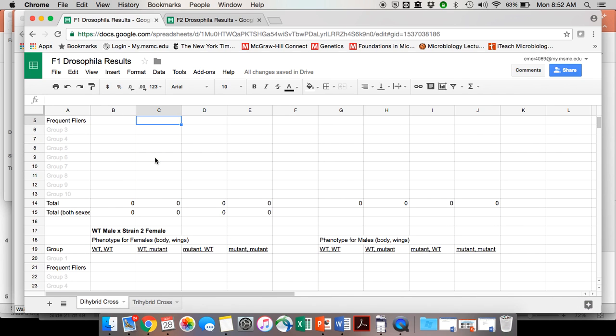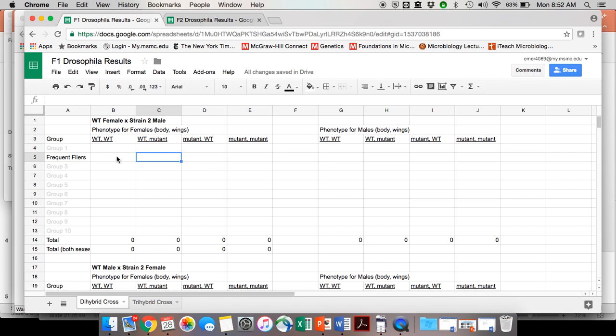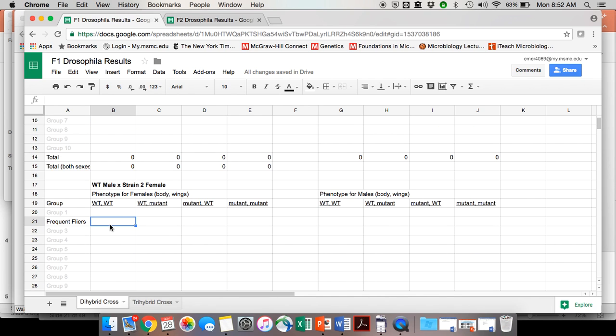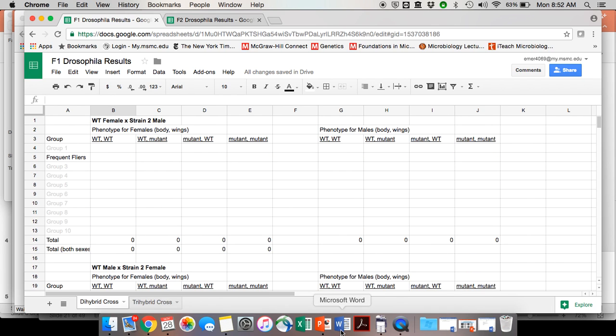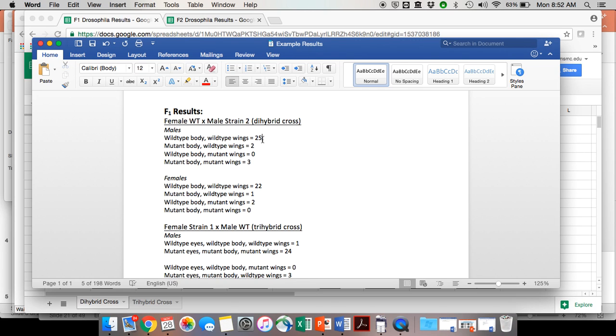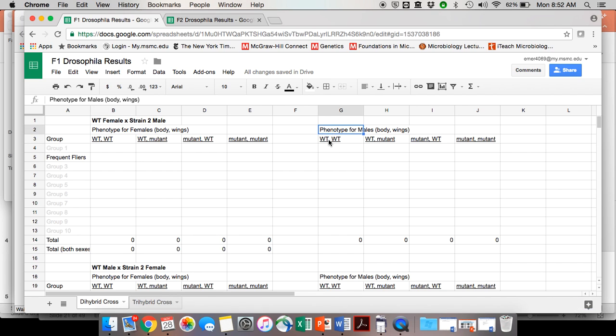If you did both reciprocal crosses, so remember I asked you to do I think 40 flies, about 20 from each, then you would put data in this section here and this section here. So remember I broke these up by males and females. So we had 25 males that were wild type for both. Wild type means wild type for body and for wings. So we would put 25 in here. And you'll notice this will keep a running tally of these columns here. And I'll go over what those are in just a second.